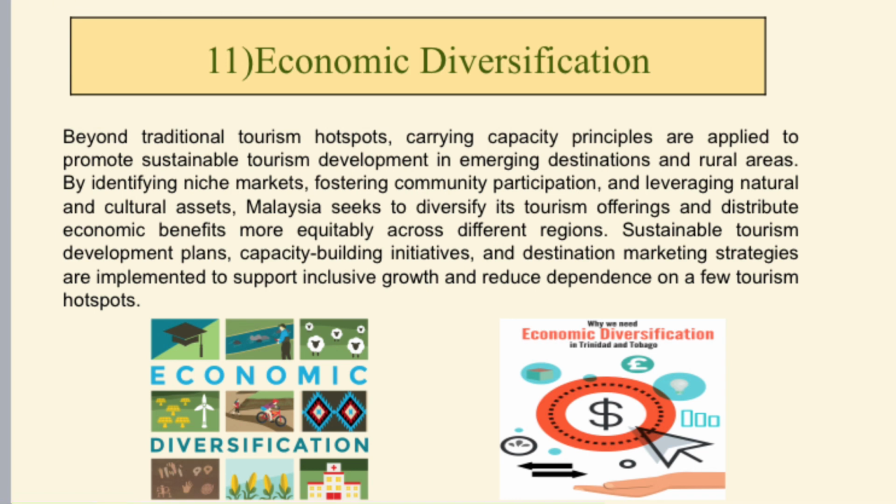So, I'd like to present about economic diversification. Beyond traditional tourism hotspots, carrying capacity principles are applied to promote sustainable tourism development in emerging destinations and rural areas. By identifying niche markets, fostering community participation, and leveraging natural and cultural assets, Malaysia seeks to diversify its tourism offerings and distribute economic benefits more equitably across different regions. Sustainable tourism development plans, capacity building initiatives and destination marketing strategies are implemented to support inclusive growth and reduce dependence on a few tourism hotspots.